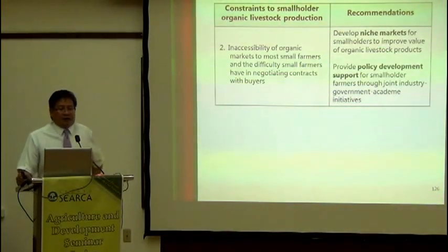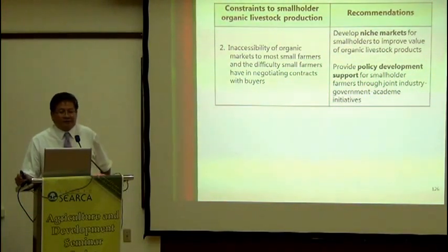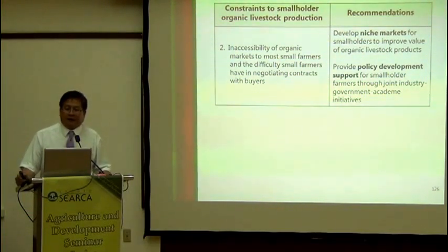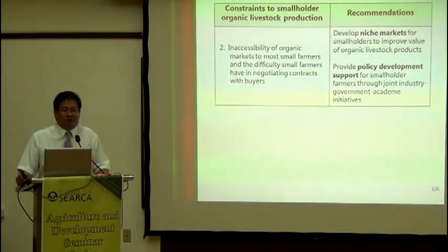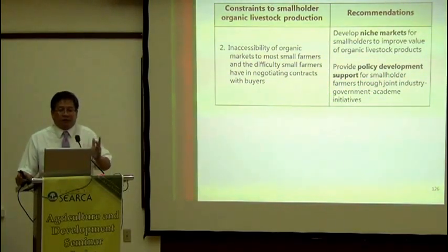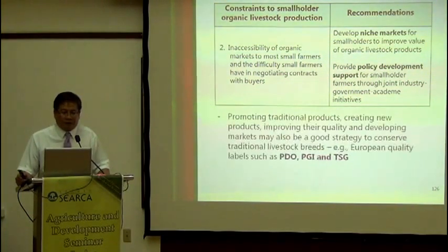Second, the constraint: inaccessibility of organic markets to most small farmers and the difficulty small farmers have in negotiating contracts with buyers. The recommendation is perhaps to develop niche markets for smallholders to improve the value of these organic livestock products. Second, to provide policy development support for smallholder farmers through joint industry, government, and academia initiatives.